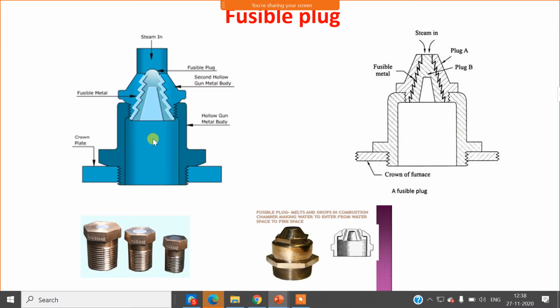Now there are different shapes of fusible plug. Here you can see three different sizes of fusible plug, and this is a different shape of fusible plug. Inside the upper portion, here you can see a white portion. The white portion is the fusible metal. When due to high temperature this fusible metal melts and creates an opening, from this opening steam enters the furnace and the fire stops.